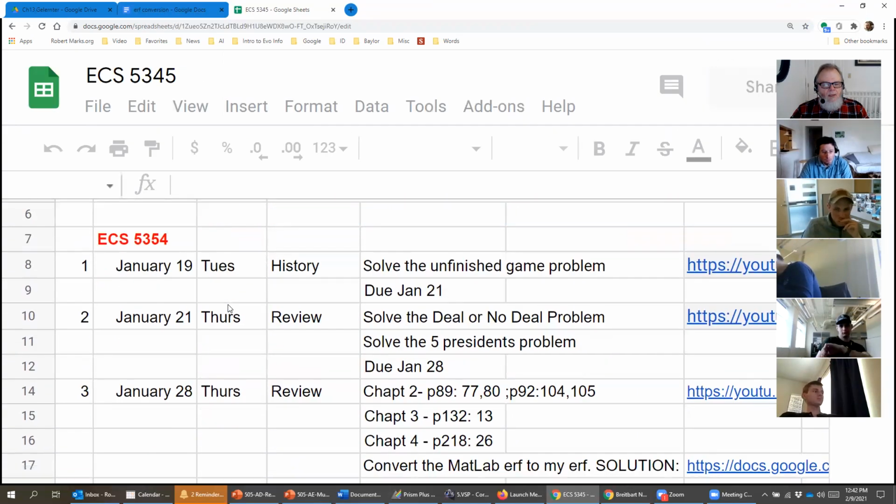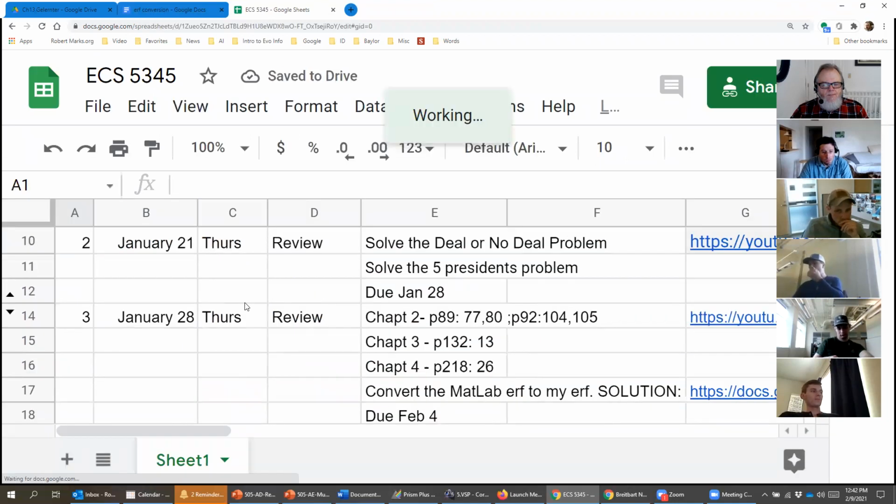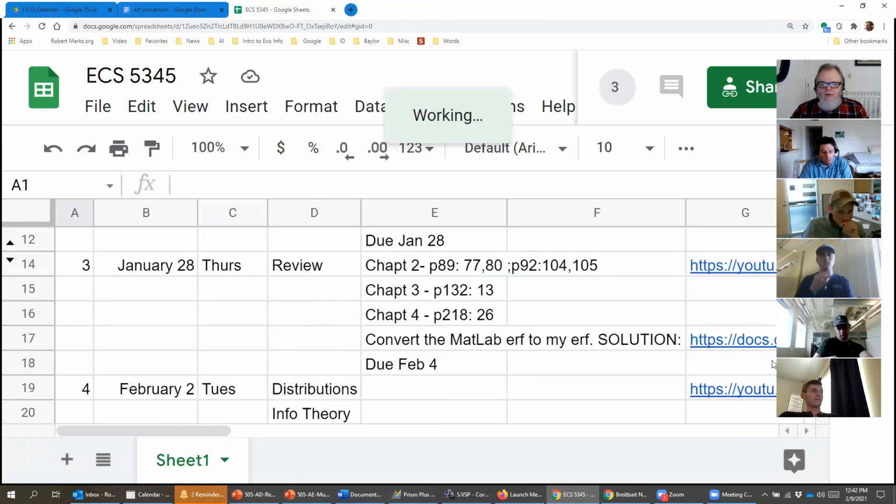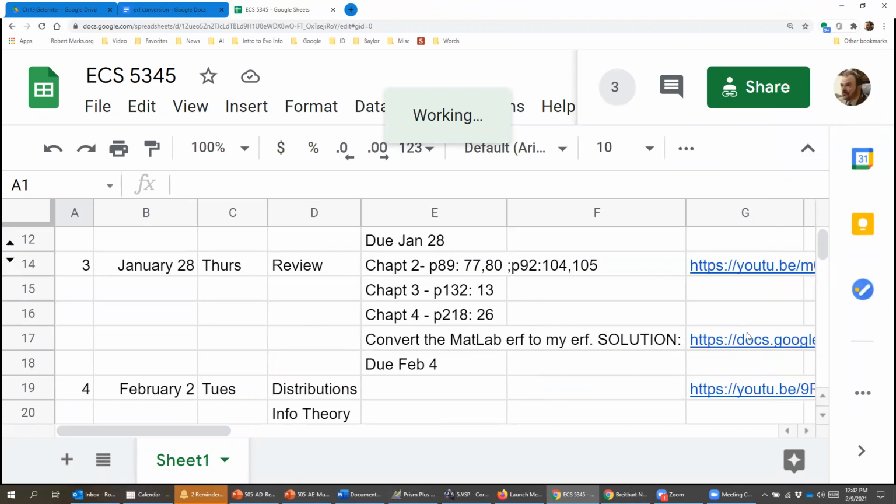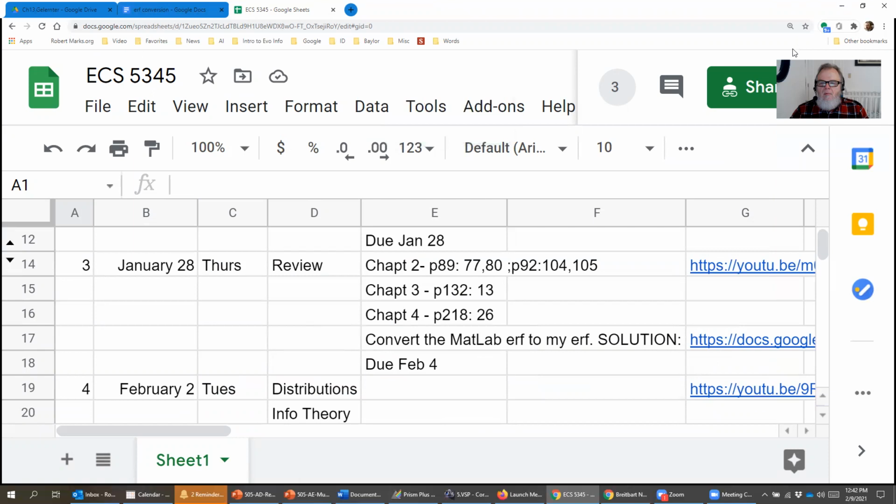And so if you go down to here and you see the convert the MATLAB ERF to my ERF, the solution is in this Google Docs, which you see here. So there's a link on the spreadsheet to the solution for that. Okay, all well and good. Any questions on that at all?